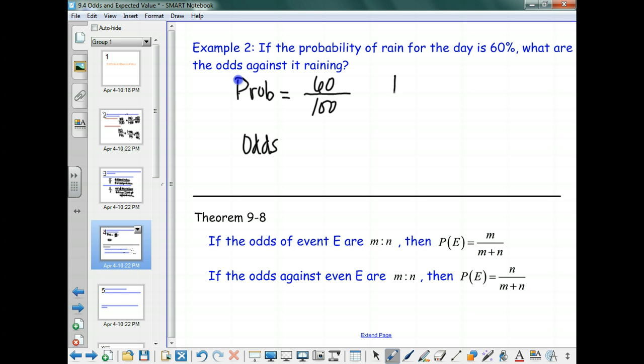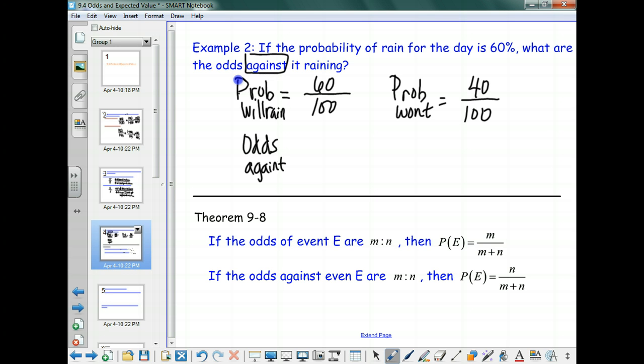This is the probability it will rain. This is the probability then that it won't. What's the probability it won't rain? 40 out of 100. So if I want the odds, this says odds against. I can't spell anything today. The odds against it raining, okay? What am I going to do?